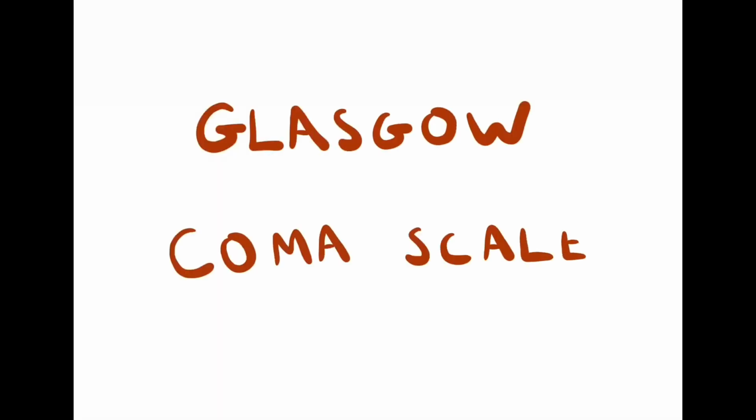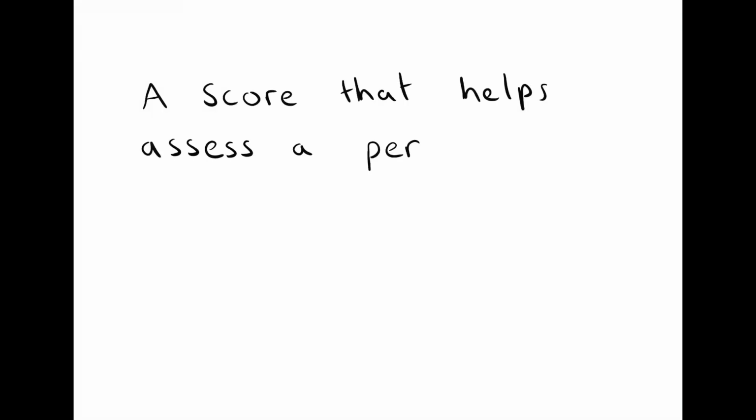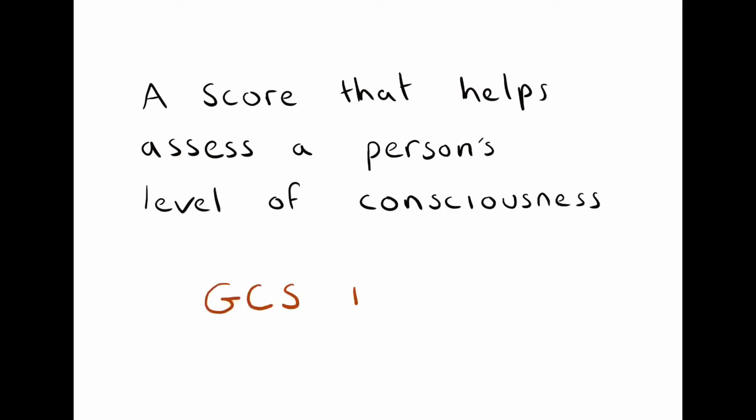Hello, this video is about the Glasgow Coma scale. The Glasgow Coma scale is a score that helps assess a patient's level of consciousness. It's scored out of 15.